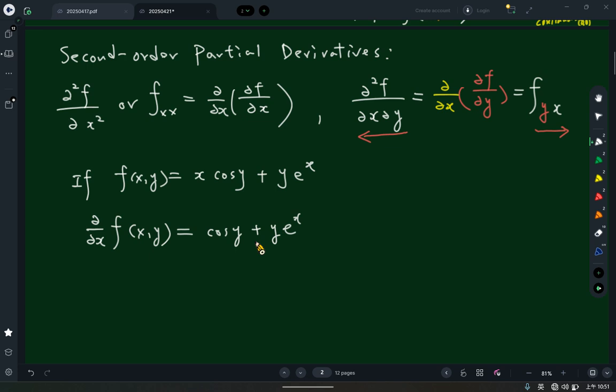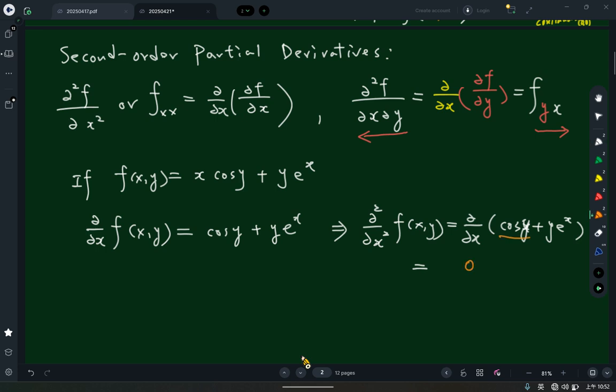So if we just continue to get its second order partial derivative, that means we just calculate this one. Then the cosine y term will be constant. Then this will be y e to the power of x. So the answer will be y times e to the power of x.